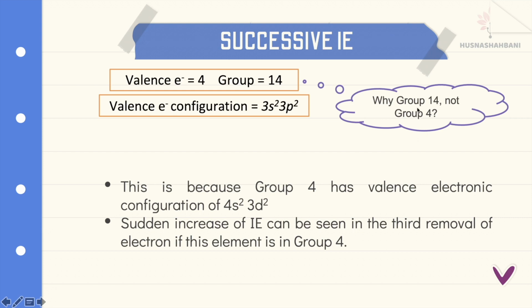Why group 14 and not group 4? This is because group 4 has valence electronic configuration 4s2 3d2. If it were group 4, you would see a sudden increase at the third removal: the first electron you remove from 4s, the second from 4s, and the third from 3d. So the third electron, removed at n equal to 3, the inner shell, must give a sudden increase in the third ionization energy. We know group 4 involves the s orbital and d orbital, and this is the electronic configuration. The sudden increase can be seen in the third removal, because the third electron is removed from n equal to 3.